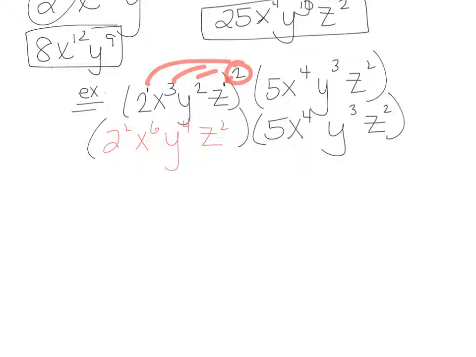So I can go ahead and clean up. I can go ahead and clean up 2 squared and make 4.